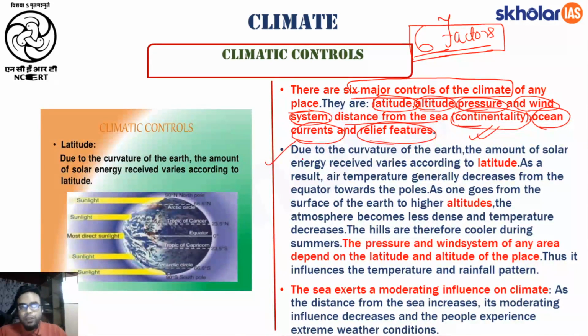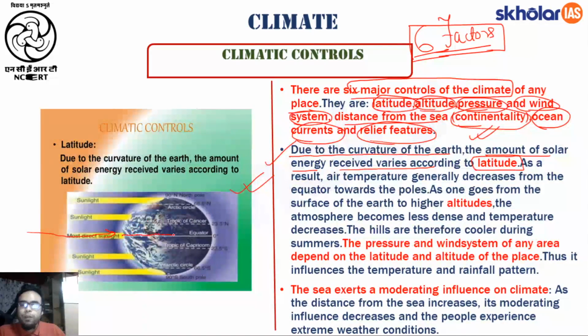So the first point: due to the curvature of the earth, the amount of solar energy received varies according to the latitude, right? So look into this diagram here. Now this earth has a curvature, right? So where does the sunlight mostly fall? The sunlight is mostly vertical along the equator. So if sunlight is falling perpendicularly at the equator, it means the heat per unit area is more. Therefore the temperature in the equatorial area will also be more, right?